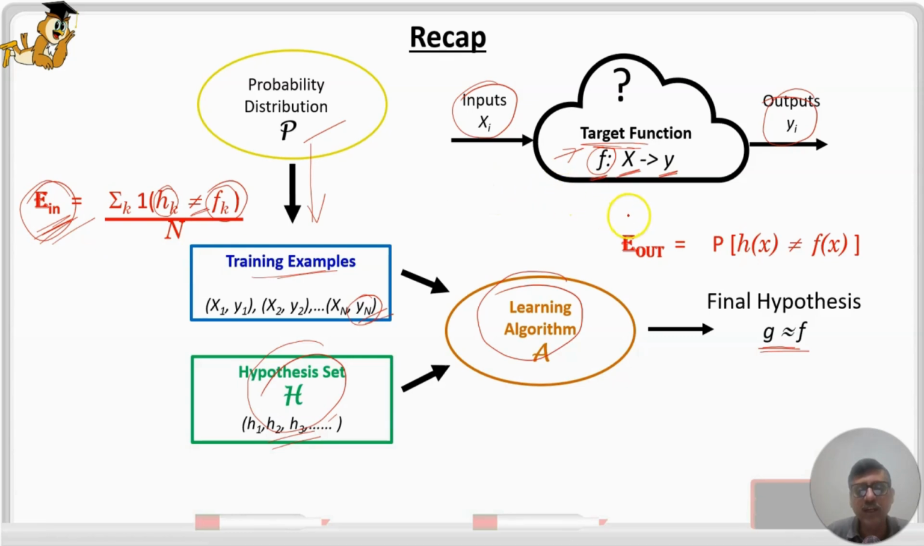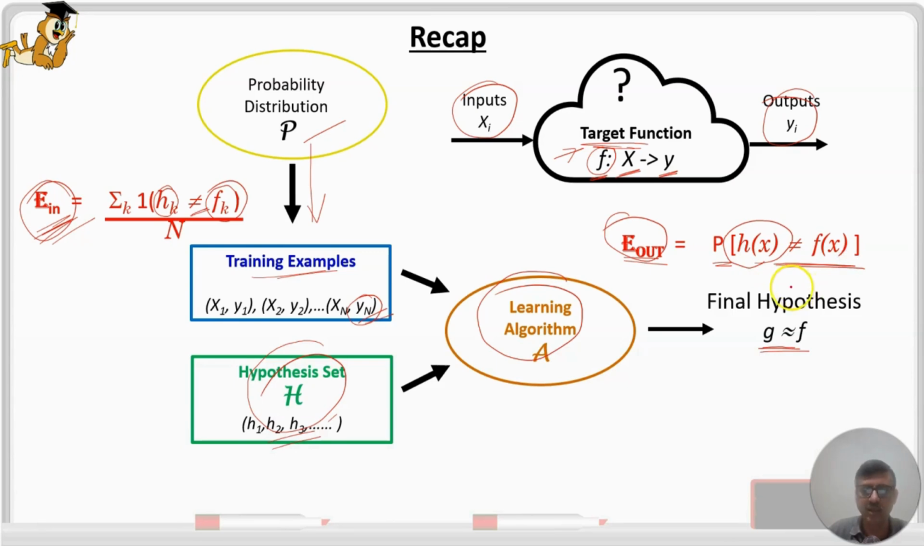We also defined Eout. Eout is the out-of-sample error, and it's a probability because it deals with inputs that have not been seen so far. In other words, they are not a part of the training samples. And Eout is the probability that the output of the selected hypothesis does not match the output of the target function.